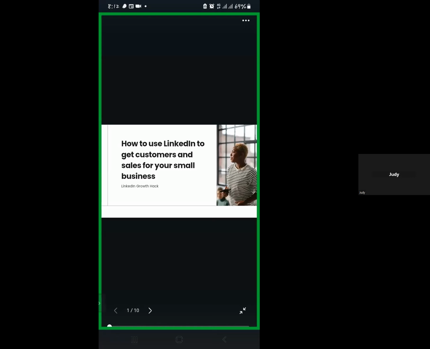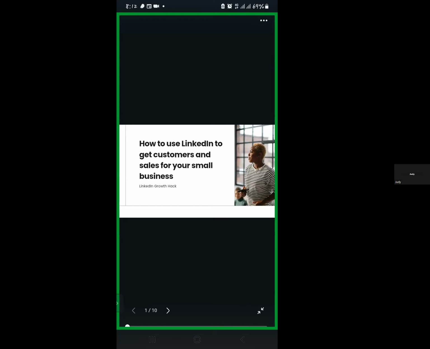Okay, so we're talking about how to use LinkedIn for customers and sales for your small business. Like I said initially, LinkedIn is just another social media platform, so you just need to learn its tips and tricks, right? I want to show somebody who has used LinkedIn for a small business, somebody who has testimonies about it.